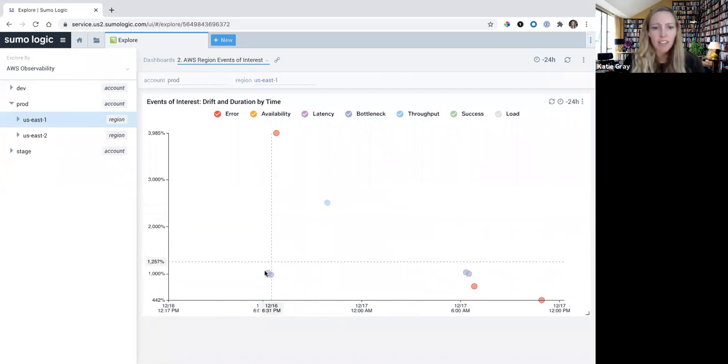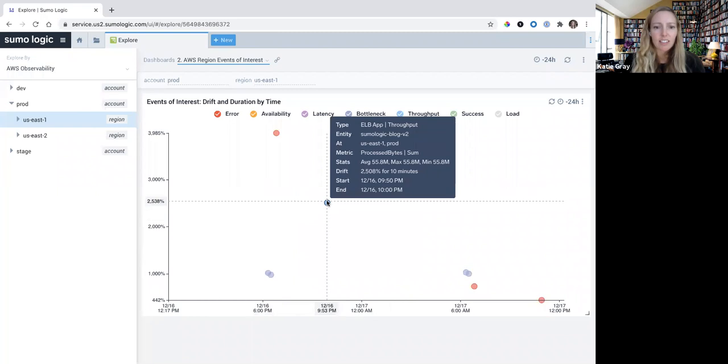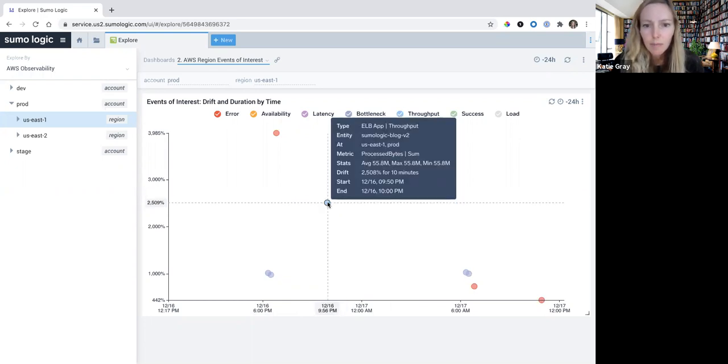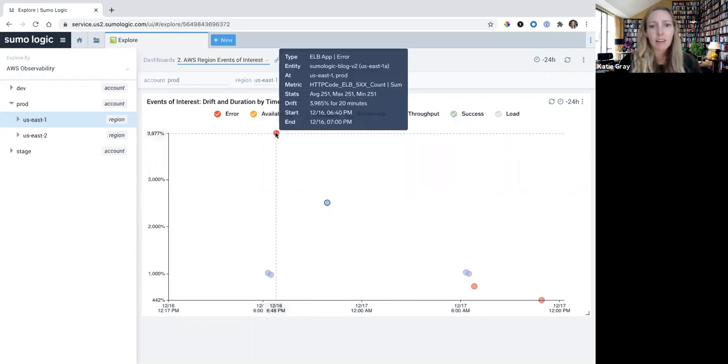So each one of these here, just click on this as an example. This metric is an ELB throughput, sorry, it's the process bytes sum metric. And it's telling us that it is 2,500% above what it normally is. And so that's why it's occurring here on this graph. Same thing here. This 500 error, which is the error that we were interested in at about 650, is almost 4,000% above what it normally is.